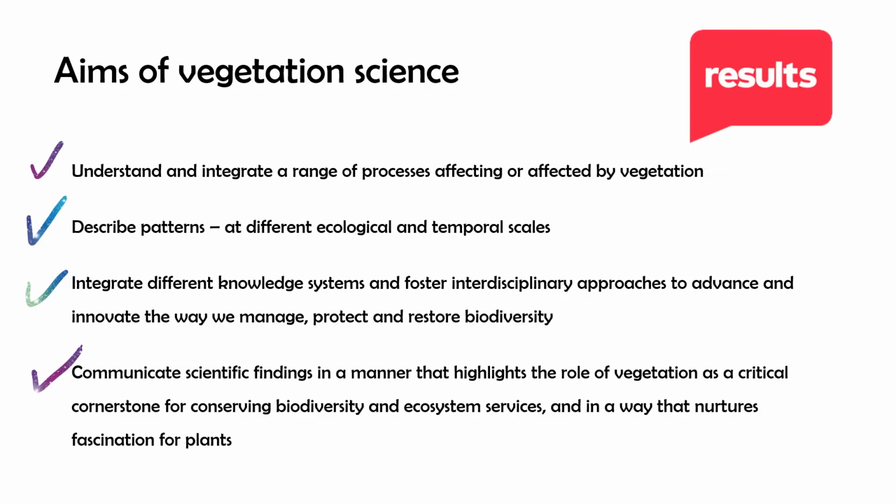This effort was also sent for publication, in which one of our reviewers pointed out that it would be important to frame the topics also within the aims of vegetation science. So we would have to define more clearly the aims of vegetation science. So we did so for our publication, and we defined them in these 4 points. The first one related to understanding processes affected or affecting vegetation, describing patterns at different ecological and temporal scales.